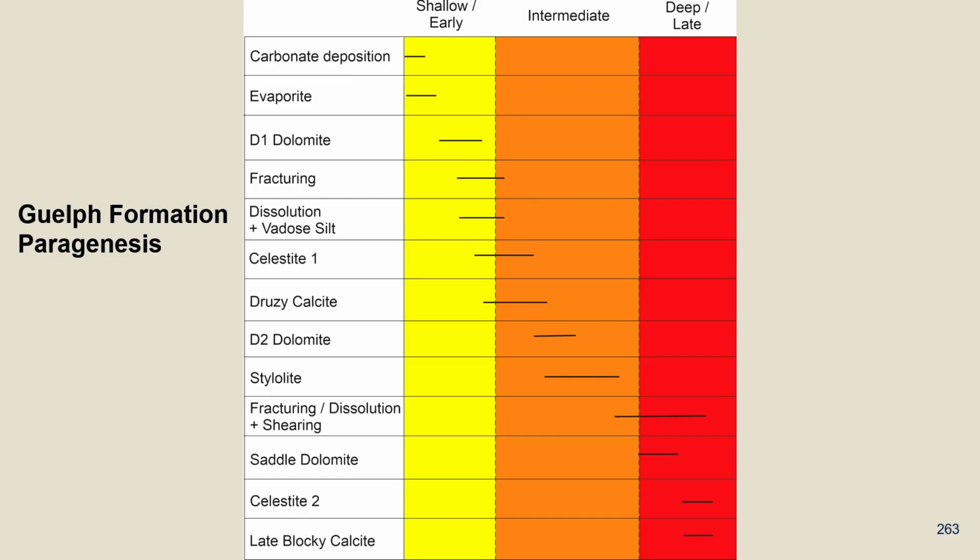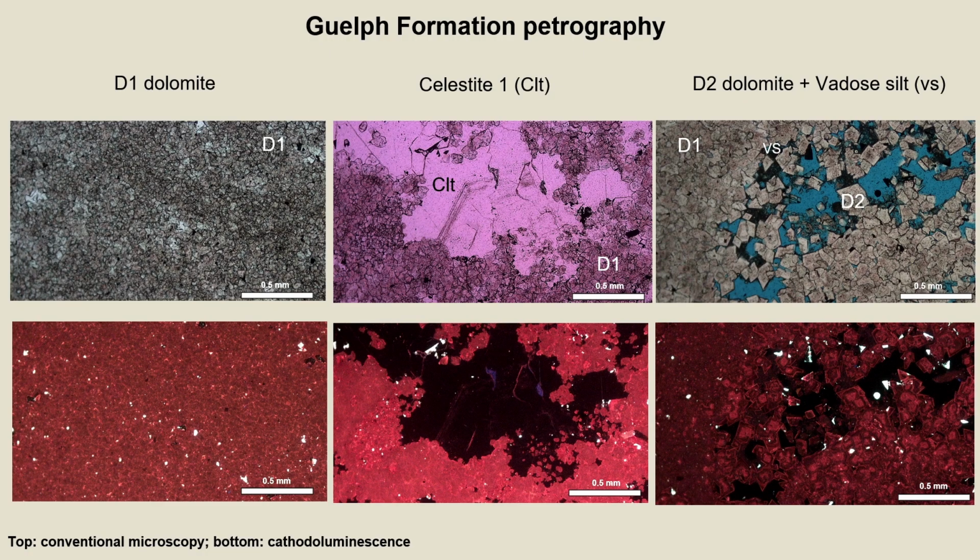So we have a paragenetic succession from early, at the top left of the slide, all the way to late, deeper in the bottom right part of the slide. The important elements that we will focus on after that are the presence of what we call saddle dolomite, celestite, and late blocky calcite. You'll see the importance of these minerals later on. Just a few quick images of the petrography.